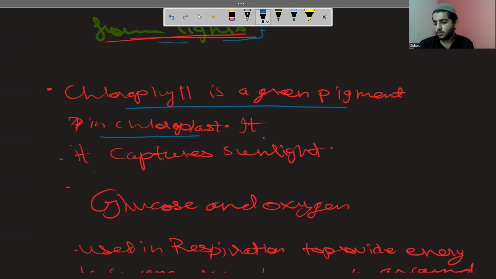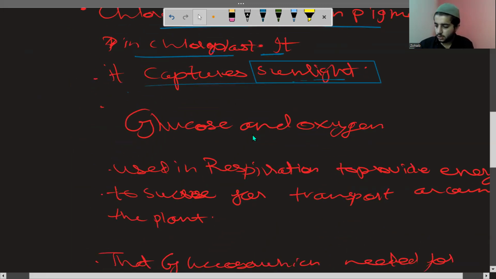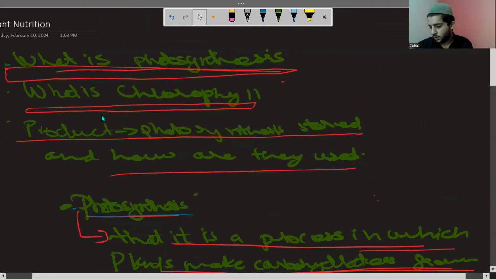So what is chlorophyll? It is a green pigment in chloroplasts. What does it do? It captures sunlight. Yes, it helps in capturing sunlight. It is produced by a chloroplast. Okay, so we are done with the second part also.